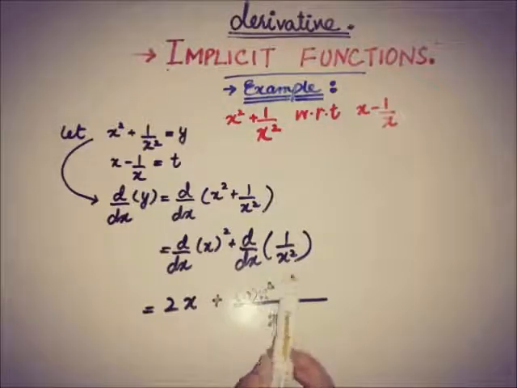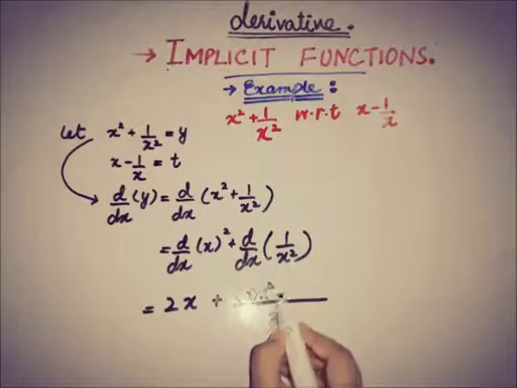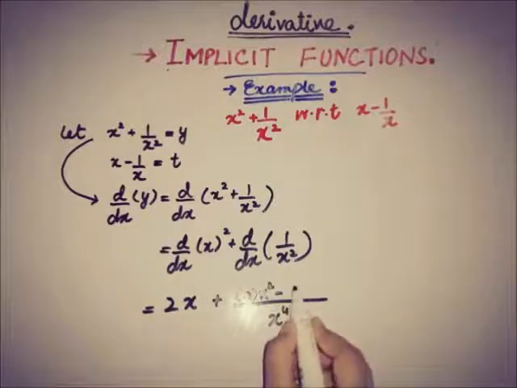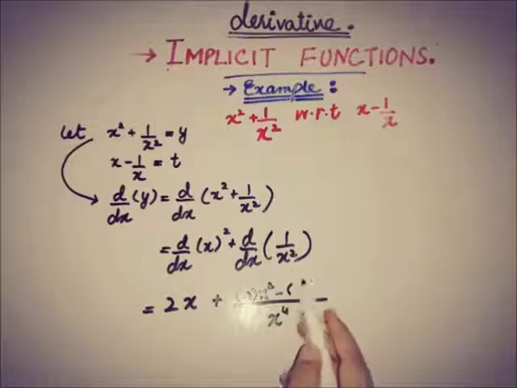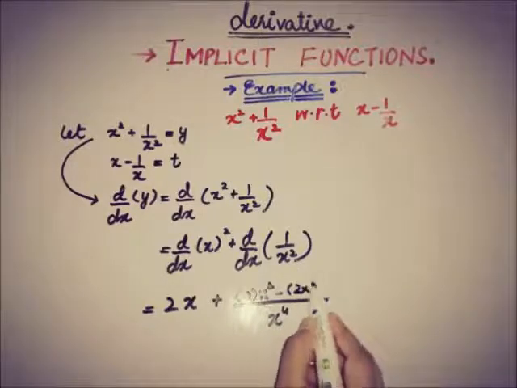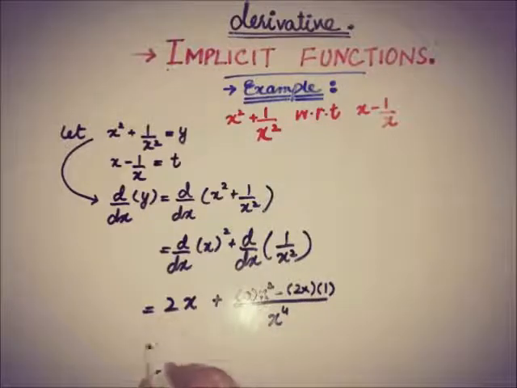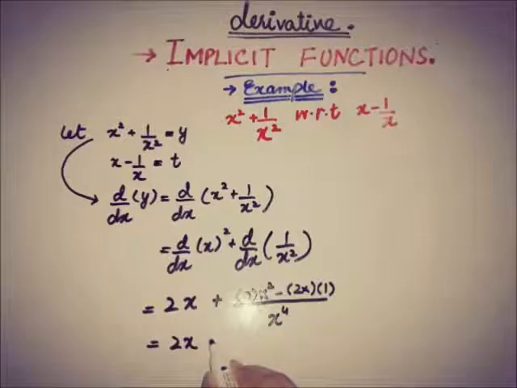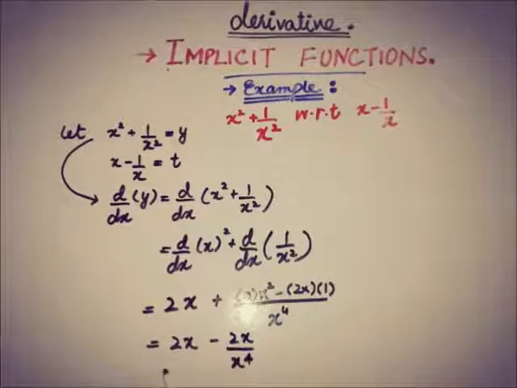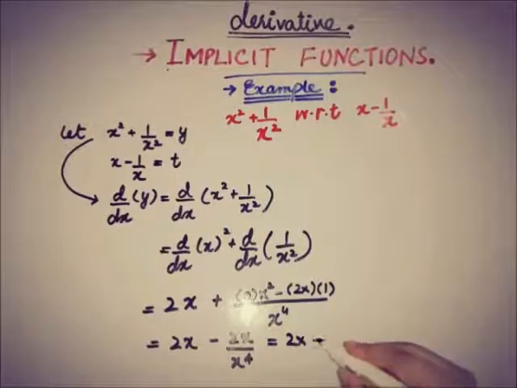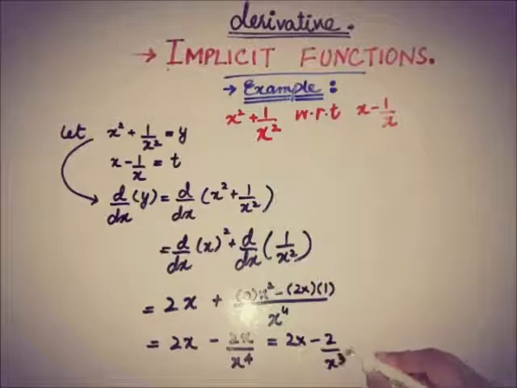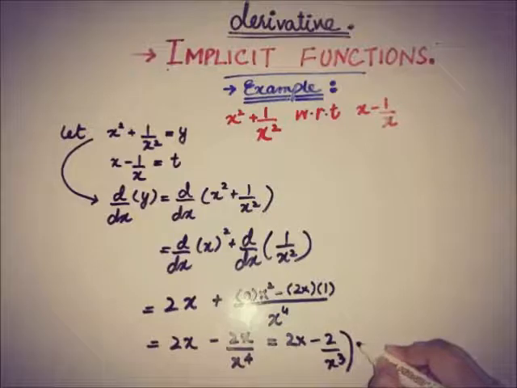So the second function as it is, minus the derivative of the second function, that is the function in the denominator, 2x, and the first function that is in the numerator as it is. Solving it, we get minus 2x by x to the power 4, and by further solving it, it becomes 2x minus 2 over x cube. This is the rate of change of y with respect to x.